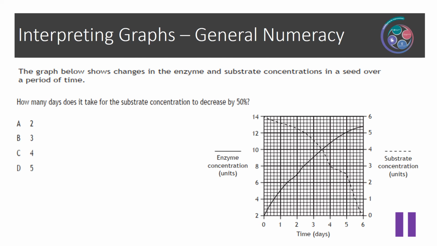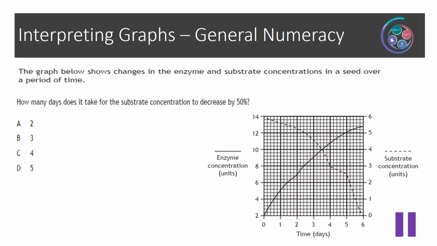Next is a question for you to try. The graph below shows changes in the enzyme and substrate concentrations in a seed over a period of time. How many days does it take for the substrate concentration to decrease by 50%? A 2, B 3, C 4, or D 5?